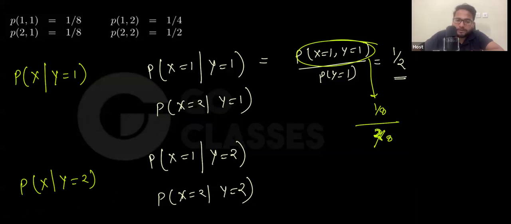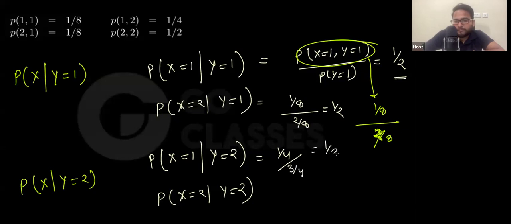Similarly, let's just find out this. So probability of y is 1 and x is 2, comma 1. So it is 1 by 8 divided by probability of y being 1, which is again 2 by 8. So it is again 1 by 2. So probability of x is 1 and y is 2, which is 1 by 4 divided by probability of y is 2. Y is 2 means you add both of these. So how much will it be? It will be 3 by 4, right? 3 by 4, which means 1 by 3.